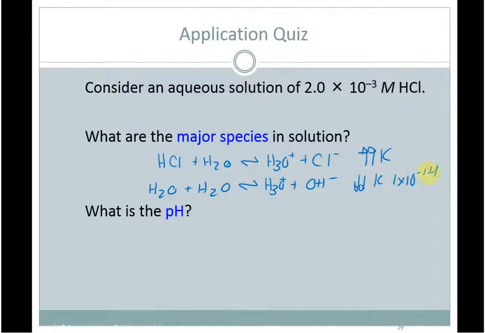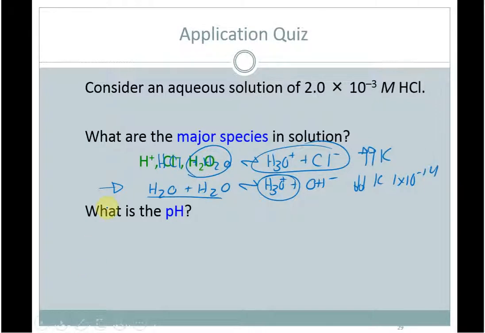Now, if we consider this, there is some hydronium from water, but it's very, very low. Instead, the major species here come from this side of the equation, and then really this equation is dominated by the left. So our major species are H3O plus and Cl minus. And you can technically consider the fact that it is actually in water, but it's not going to contribute to pH, so we really don't care too much here.